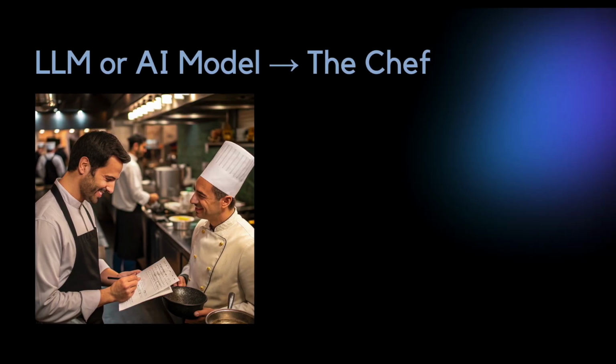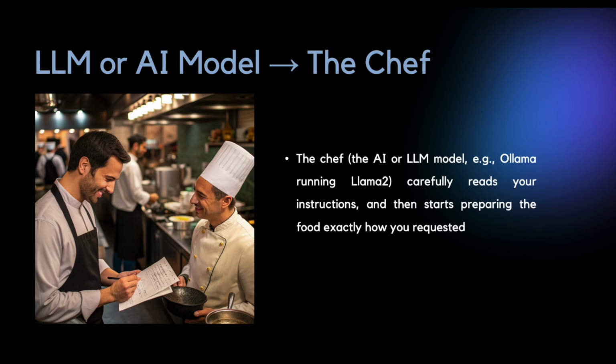Next, we have LLM or AI model, which I would like to call the chef. The waiter, which is your MCP request, delivers your detailed order to the chef. The chef, which is the AI or LLM model, example can be Ollama running Llama 2, carefully reads your instructions and then starts preparing the food exactly how you requested. So that's the role of LLM or the AI model.